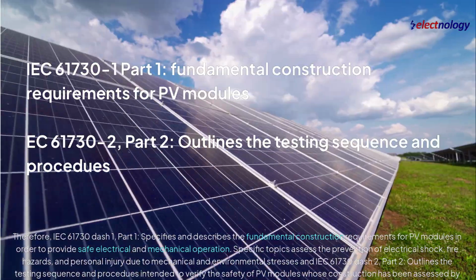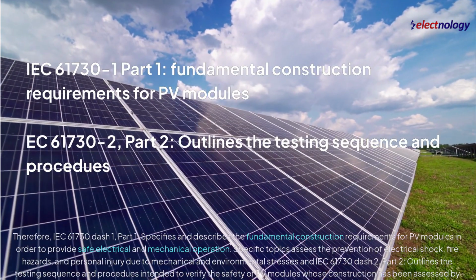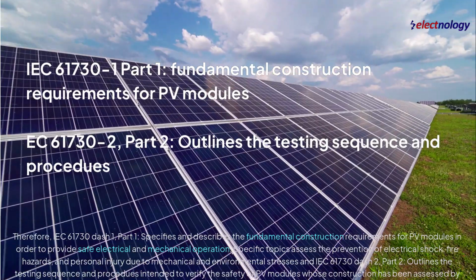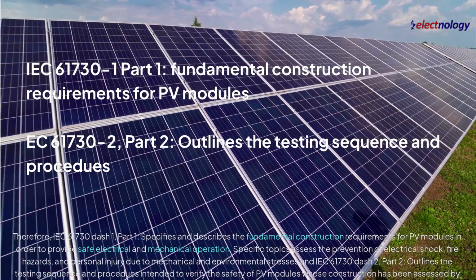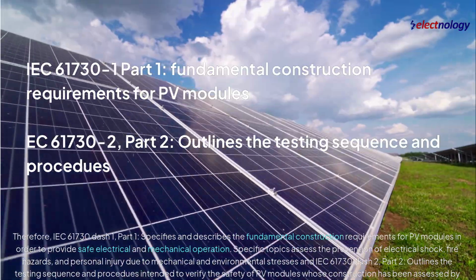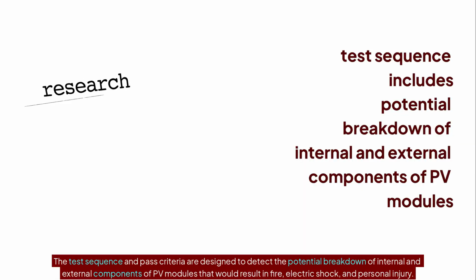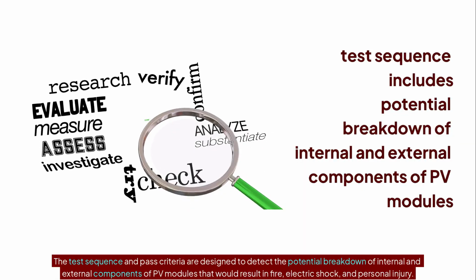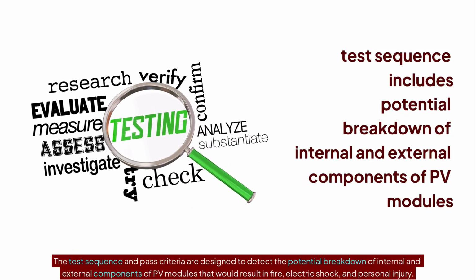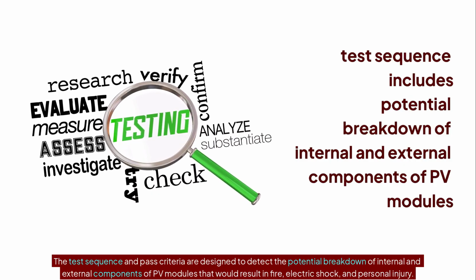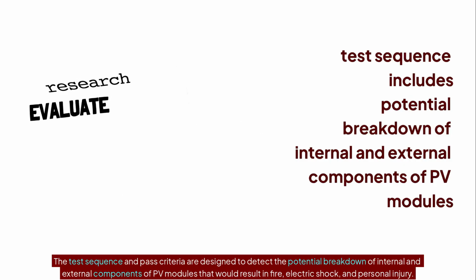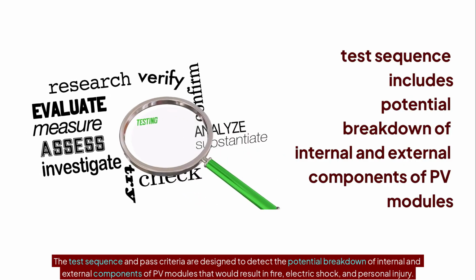IEC 61730-2, Part 2, outlines the testing sequence and procedures intended to verify the safety of PV modules whose construction has been assessed by IEC or UL 61730-1. The test sequence and pass criteria are designed to detect the potential breakdown of internal and external components of PV modules that would result in fire, electric shock, and personal injury.